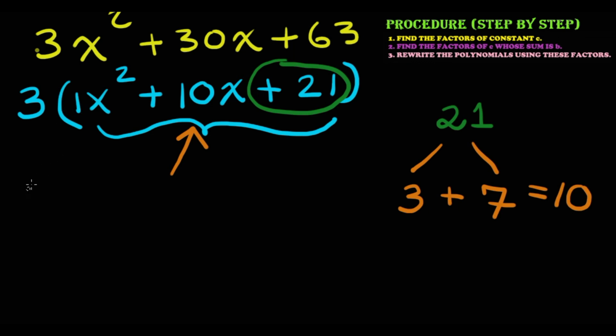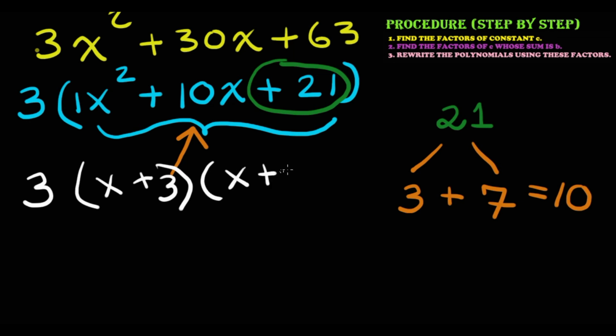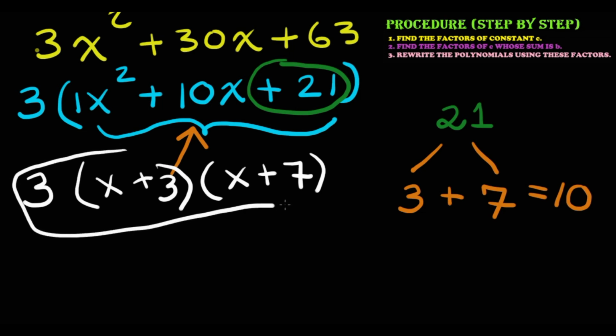So we're going to use those 2 numbers, and we're going to put it in factor form. We're going to bring down the 3, because 3 is still one of the factors. And then we have the other 2 factors, so it's going to be x plus 3, because of the positive 3, and then the other one is going to be x plus 7 because of the positive 7. So these are the 3 factors.